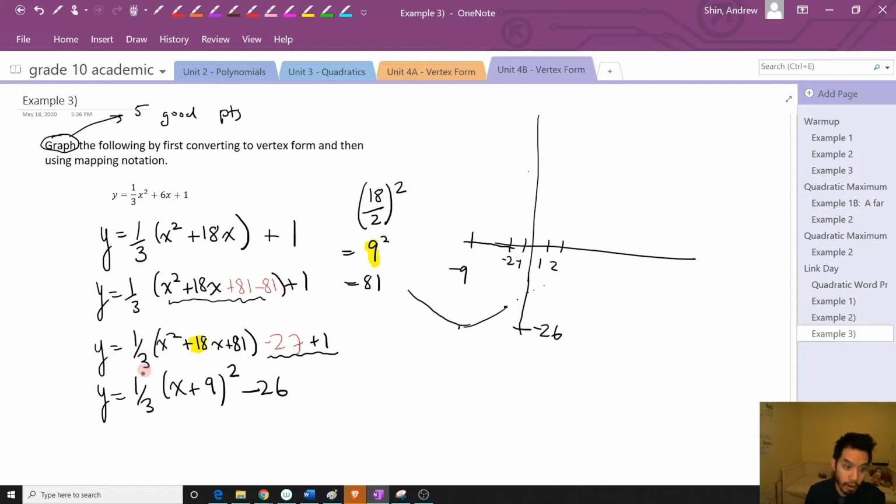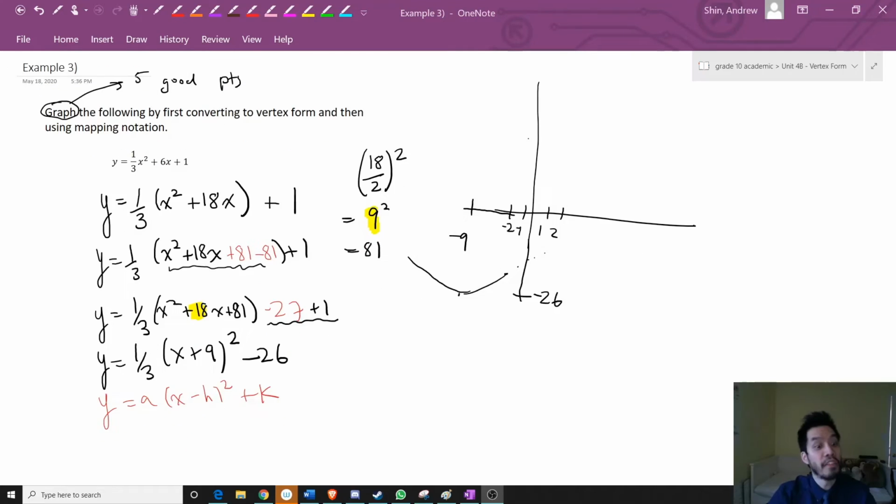Now this, if you recall, we can identify our a, h, and k values. So let's write out the general form for vertex form. And the first thing you should notice is that this is actually not in proper vertex form.